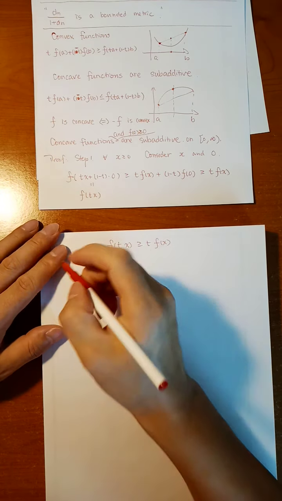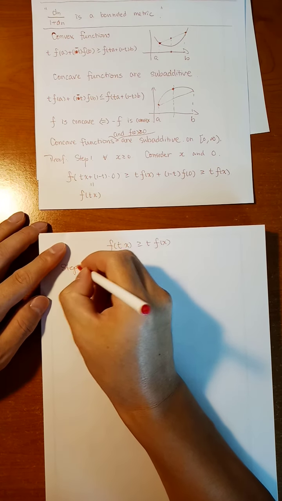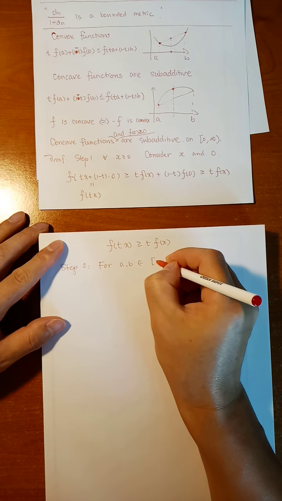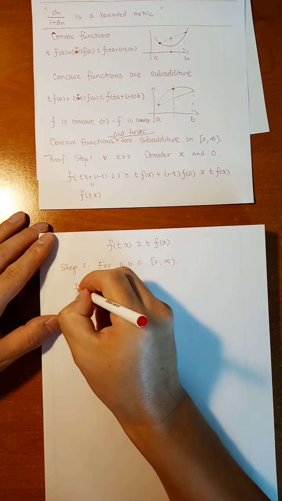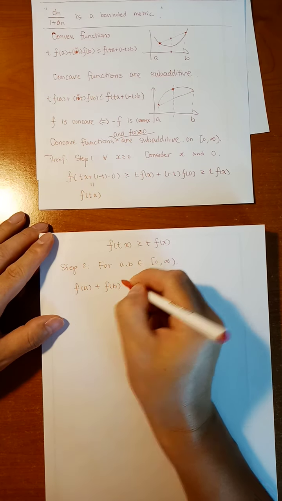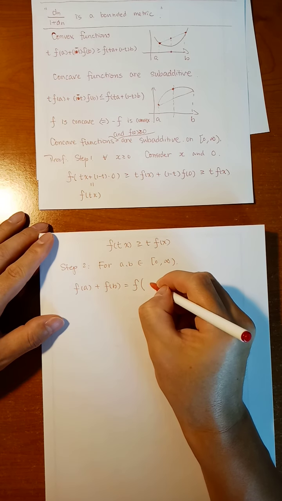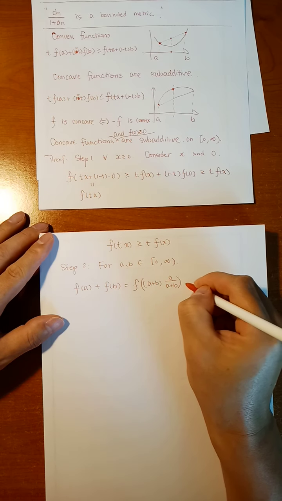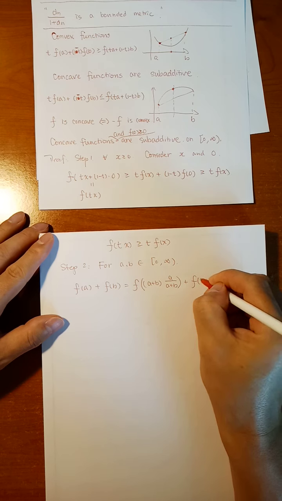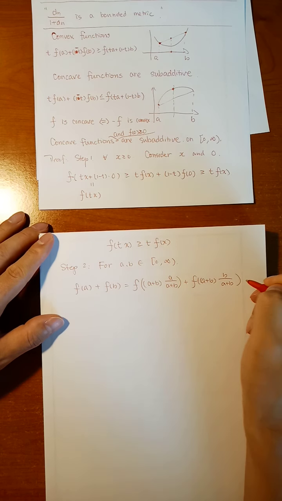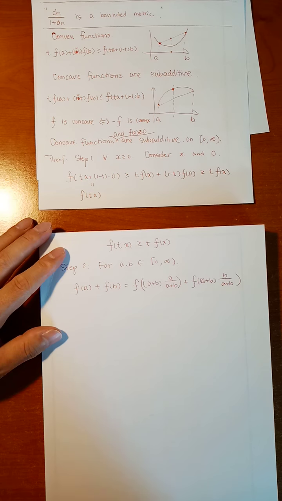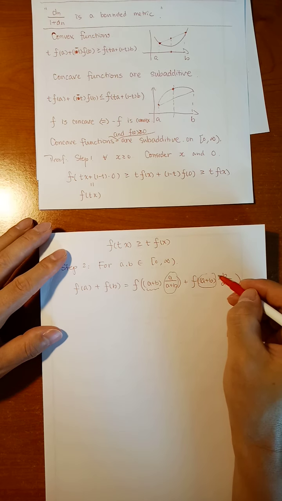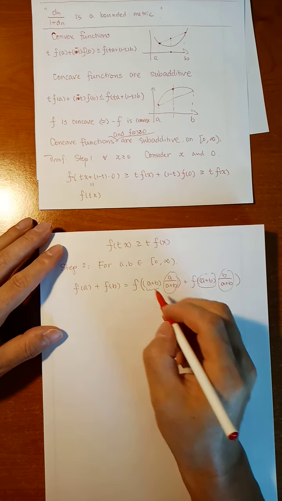All right? And then for step 2, for a, b in the non-negative part, f(a) plus f(b), then we consider it as (a+b) times a over (a+b) plus f(a+b) times b over (a+b). All right? So we consider this one as t, this one as x. This is t. This is x. This is a different t. So we apply the property here.